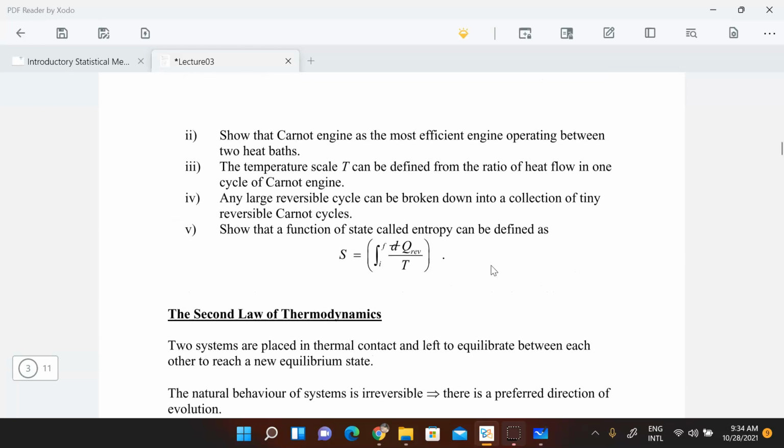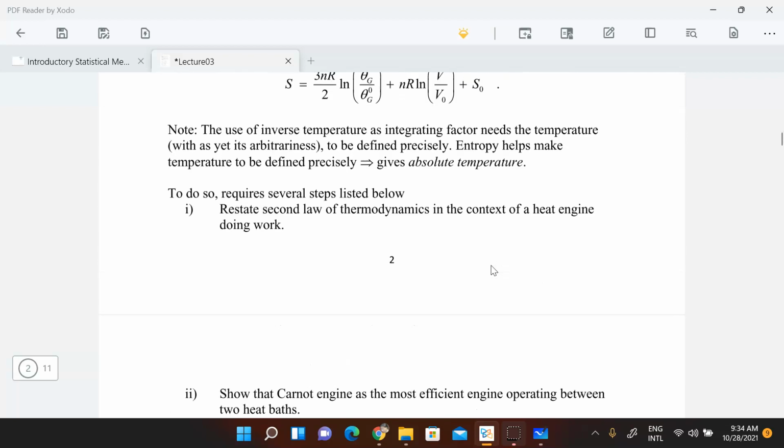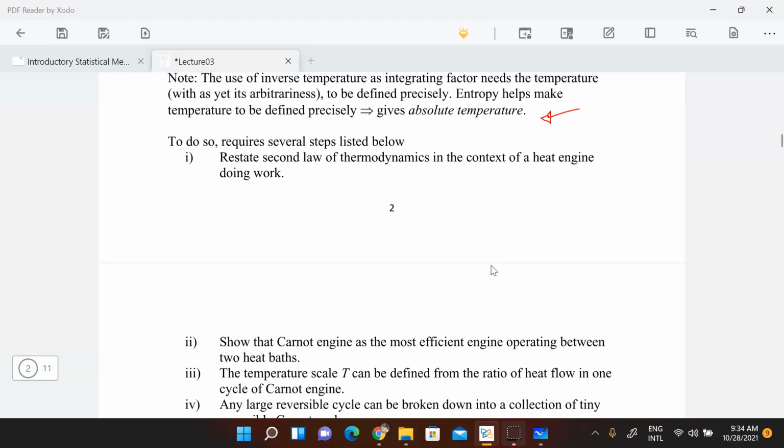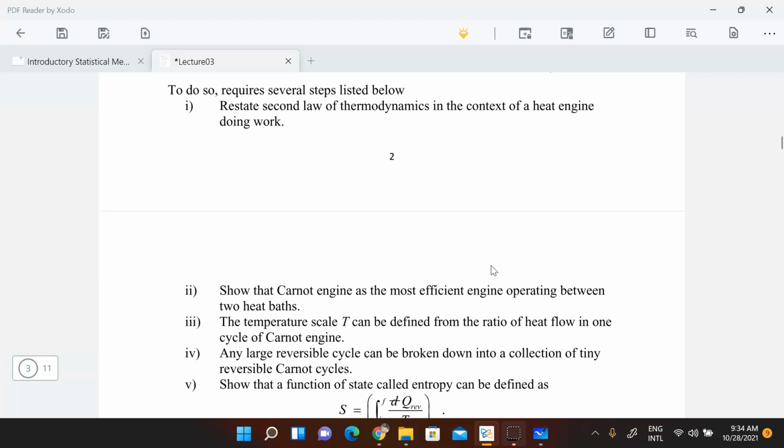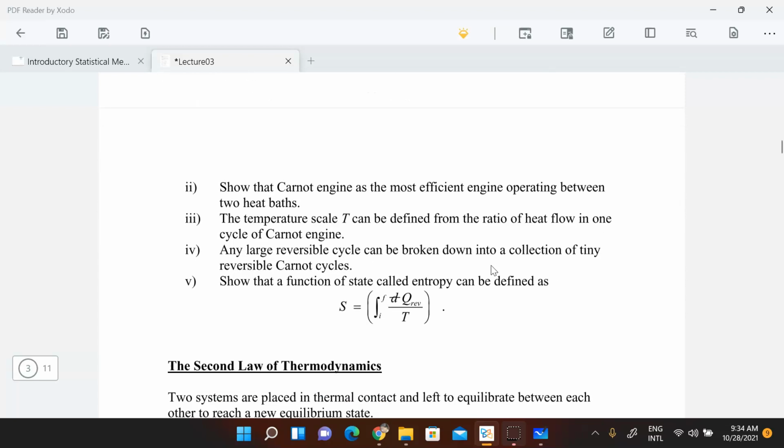What was it? Yeah, the idea is we want to define this idea of absolute temperature, given something that you know about entropy. We go through these several steps. We use the second law in the context of a heat engine, which I already looked at. There are two different statements, Kelvin and Planck, and then the other one is the Clausius one, which we already implemented just now. And then the Carnot engine being the most efficient engine. Okay, we have done that.